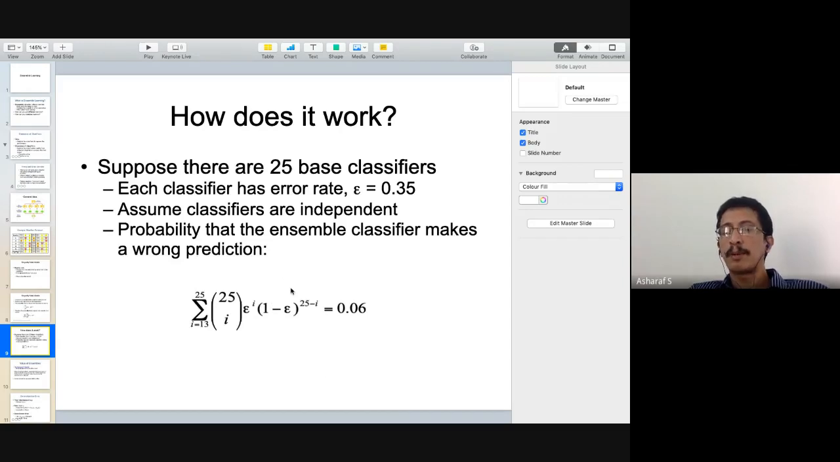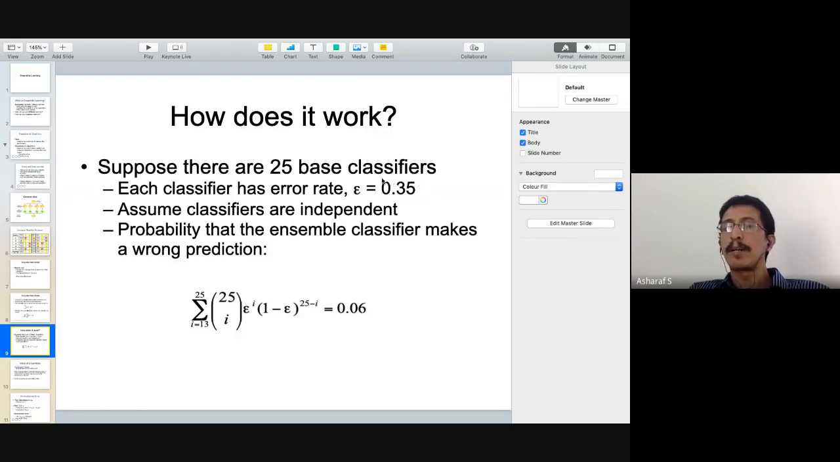If you put this value here, it will come to approximately 0.06. What is the meaning of this? Individuals are giving us an error rate of 0.35, but the ensemble is able to give us an error rate of 0.06, which means 99.4% accuracy for the ensemble when you combine weak classifiers with only 65% accuracy.